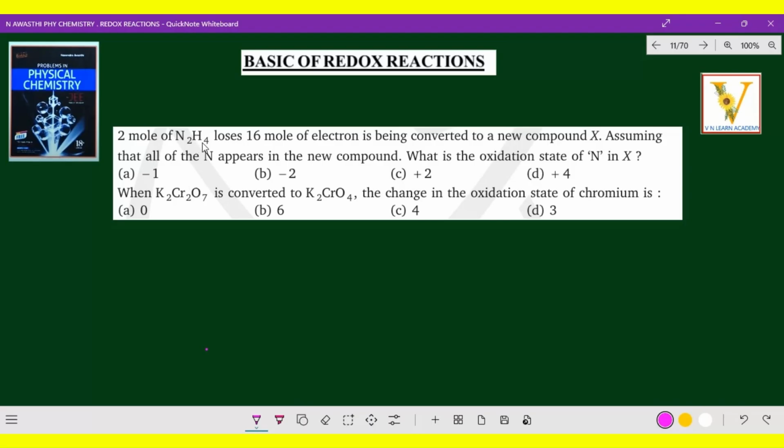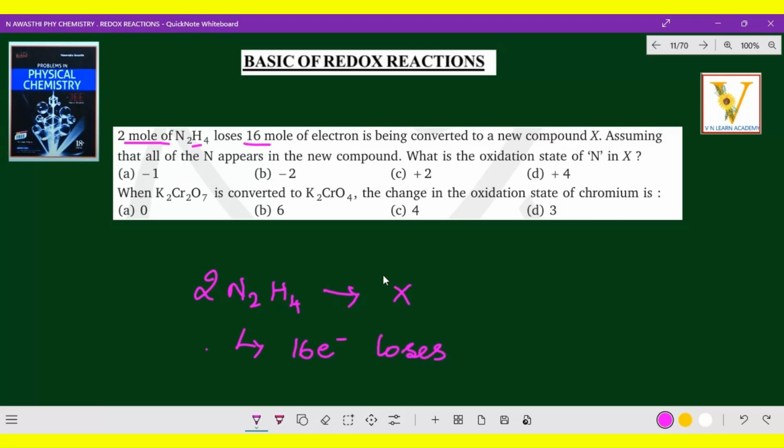2 moles of N2H4 loses 16 moles of electrons while being converted to a new compound X. Assuming that all of the nitrogen appears in the new compound, what is the oxidation state of nitrogen in X? Here they have given very clearly 2 moles of N2H4. So 2 moles of N2H4 loses 16 moles of electrons when it is converted to the new compound X. It loses 16 electrons, right?